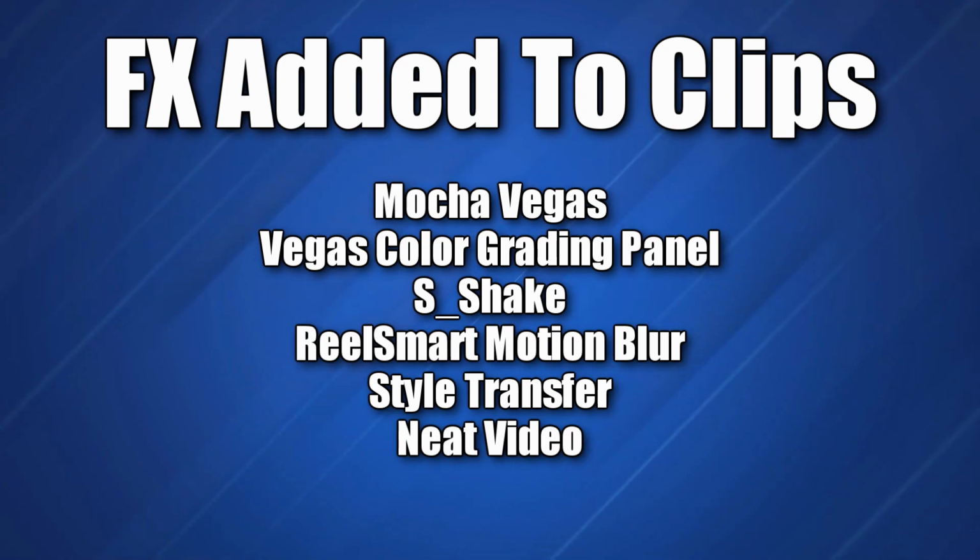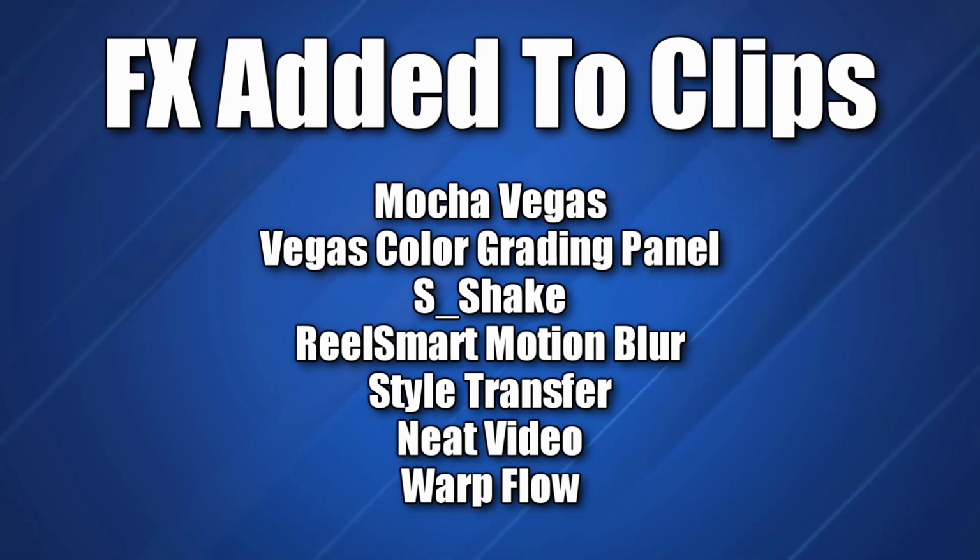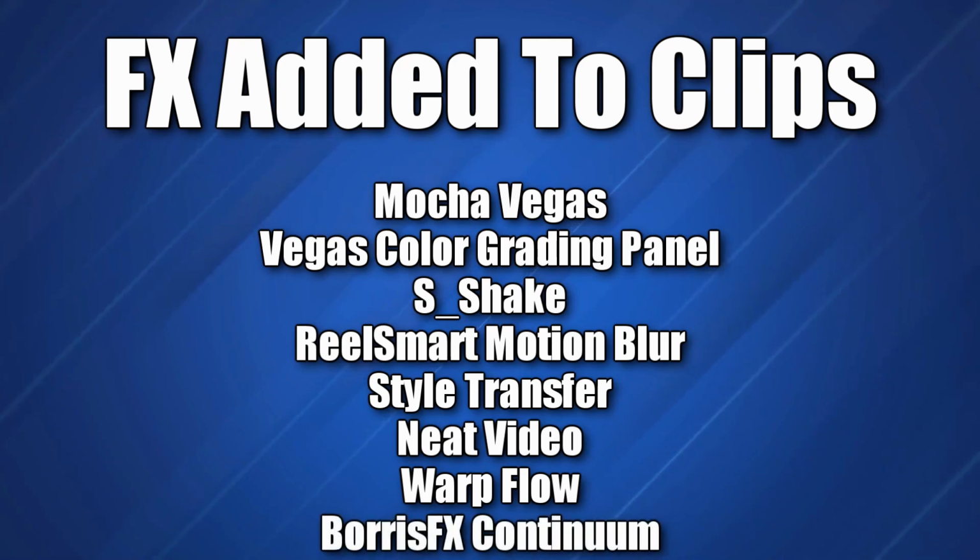And then I'm going to add two different transitions. We got Warp Flow Transition, since it's one of the most heavy and intense transitions Vegas has that uses optical flow to change scenes. And then I'm going to use a Boris Continuum Transition, which those are some of the most common transitions used by Vegas users.